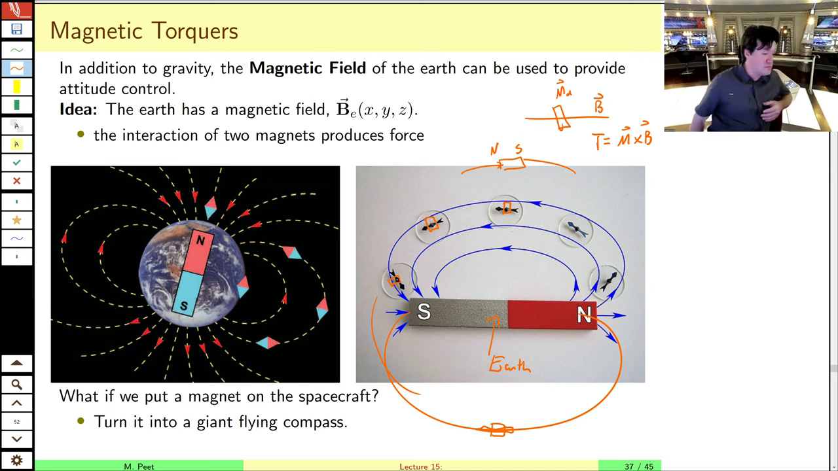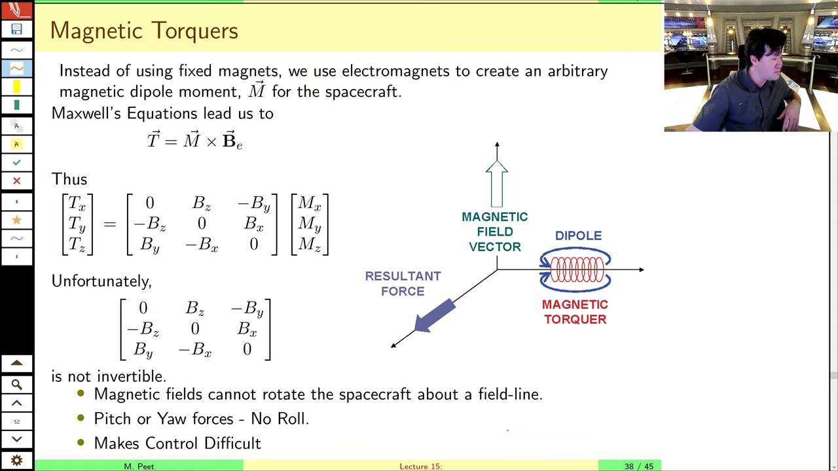So now, the goal here is not really to create a big magnet on your spacecraft, because then you would always be aligning with the magnetic field lines. You don't really want your spacecraft to point this way here and this way here. So then what do you do? Well, we don't actually have a fixed magnet on these spacecraft. They're heavy and all that.